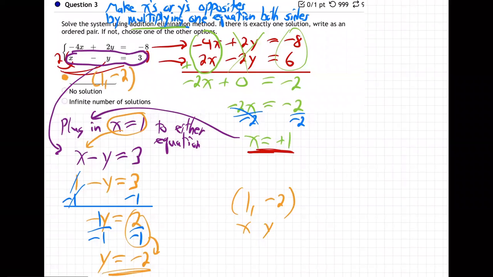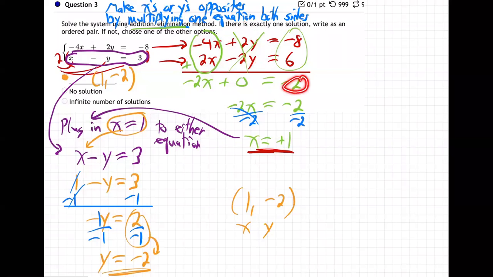Let me recap. What do we do? We have to make the x's or y's opposites. Either the x's or the y's. Make a plan to make them opposite. Same number, one positive, one negative, by multiplying one of the equations on both sides. So I ended up multiplying the bottom equation by 2. So that made these y's opposites. So when I added them, they eliminated. Add the x's, add the y's, and then you just solve for that x.